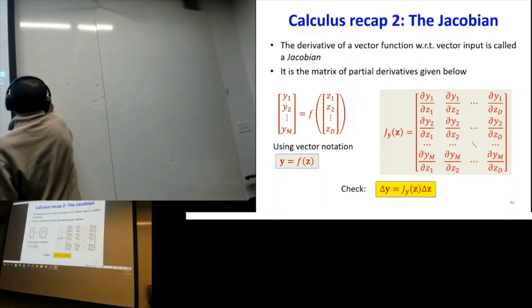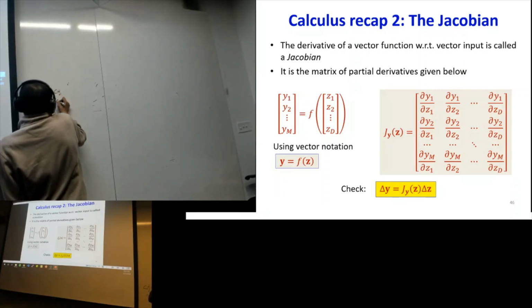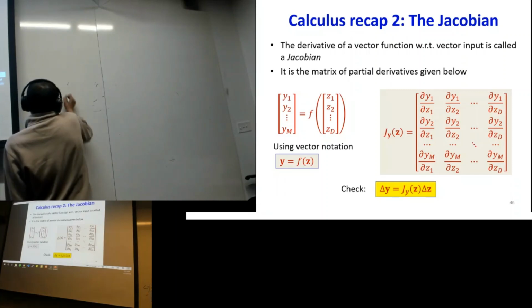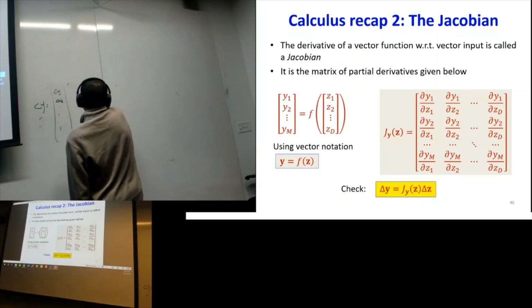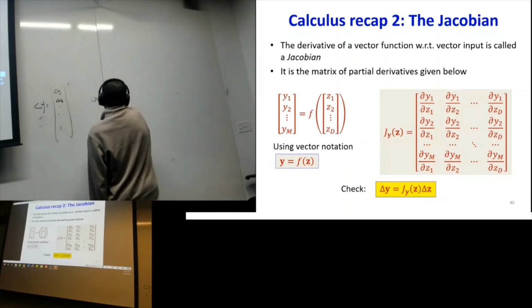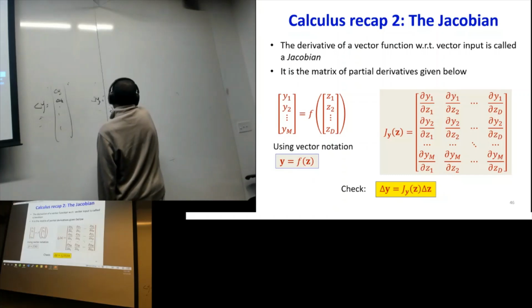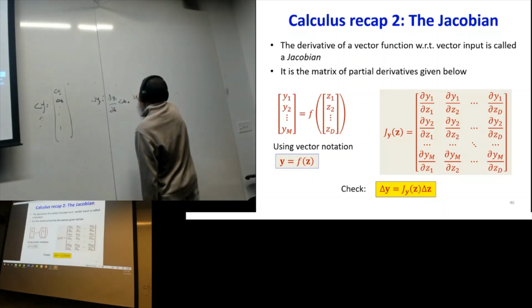So delta y is going to be delta y1, delta y2, and so on. And delta y1 in turn is going to be the partial derivative of y1 with respect to z1 times delta z1 plus the partial derivative of y1 with respect to z2 times delta z2, and so on.